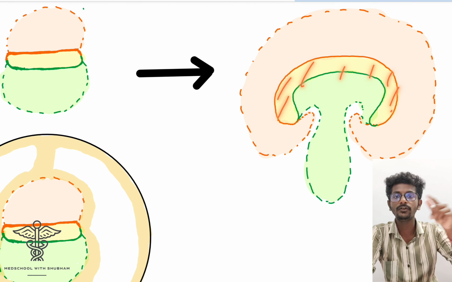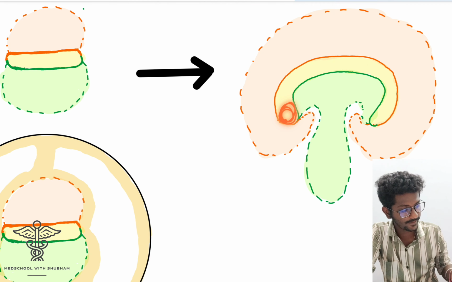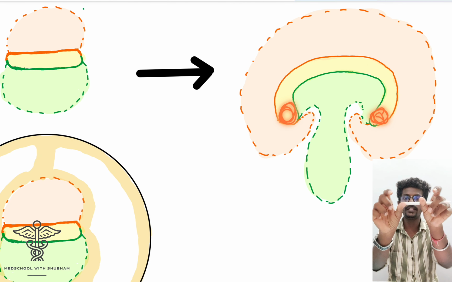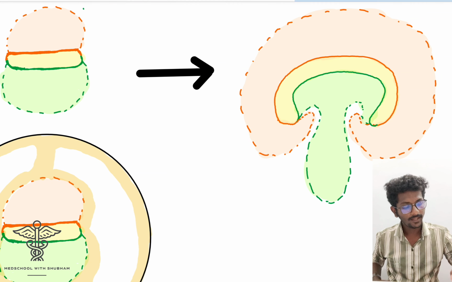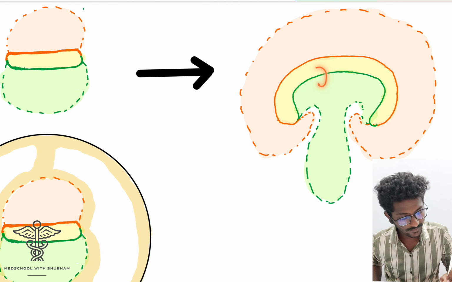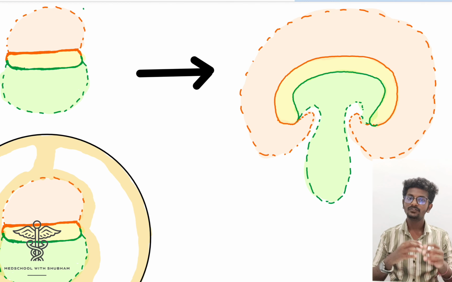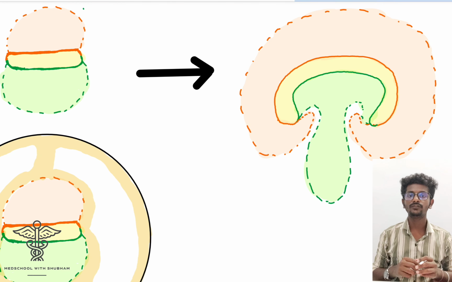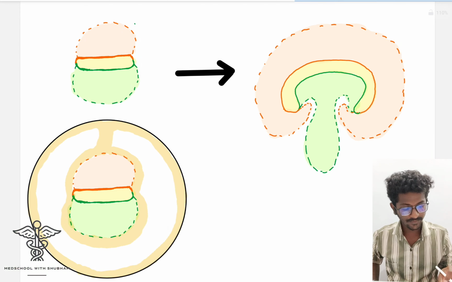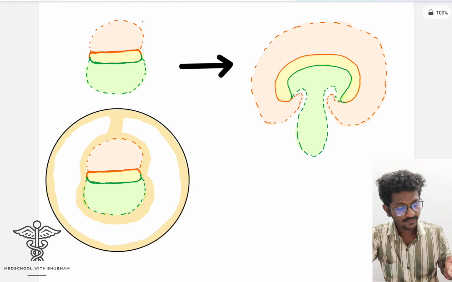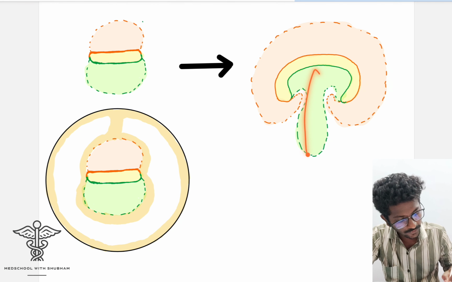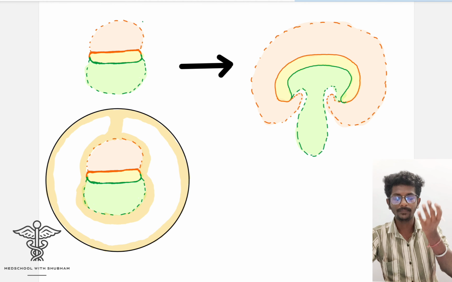So this is the craniocaudal folding, because this is the cranial end and this is the caudal end. It is folding from the craniocaudal side. Along with that, you will also get the lateral folding, as we mentioned before. So lateral folding and the craniocaudal folding will take place simultaneously. And because of these things, the entire yolk sac will go inside the embryo.